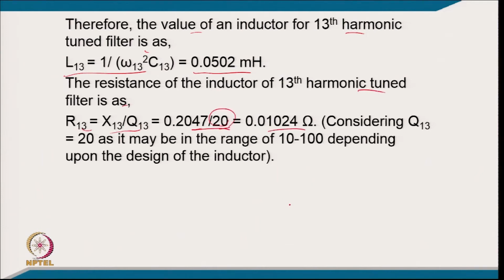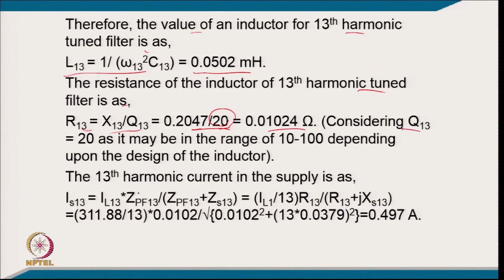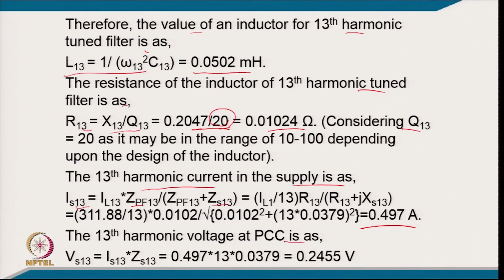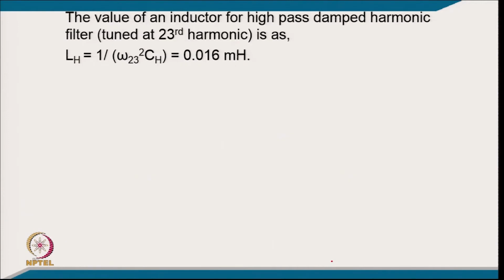So, it comes 0.01024 ohm, and the 13th harmonic current in supply, IS13, with the parallel relation, comes 0.5497 ampere, and the 13th harmonic voltage, with the current multiplied by the impedance of the source for the 13th harmonic, comes 0.2455 volt.